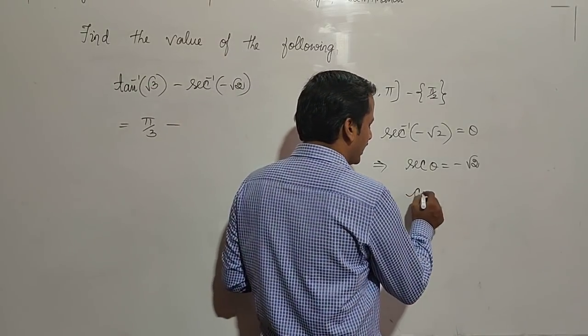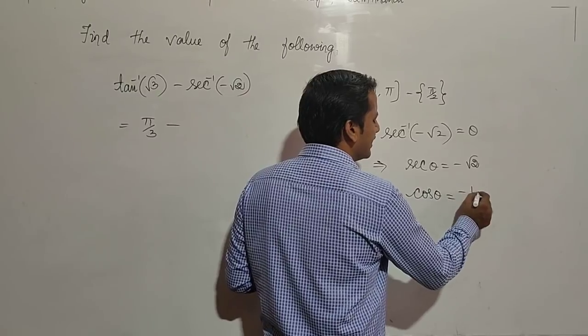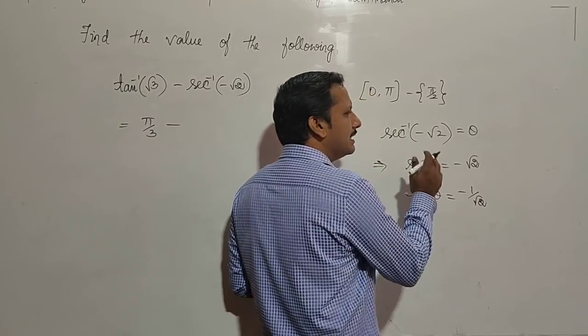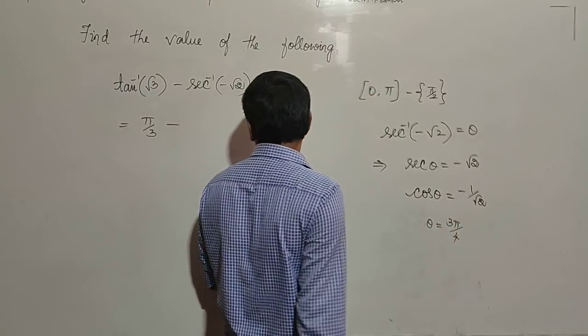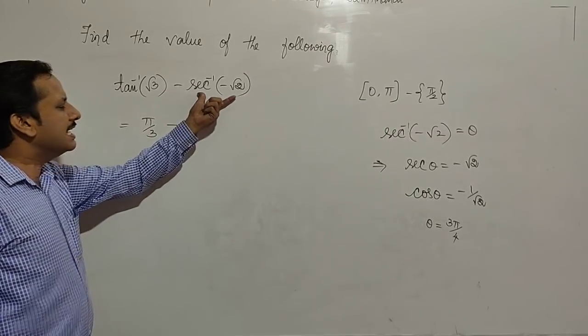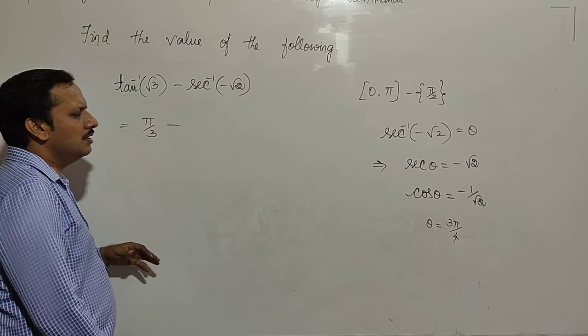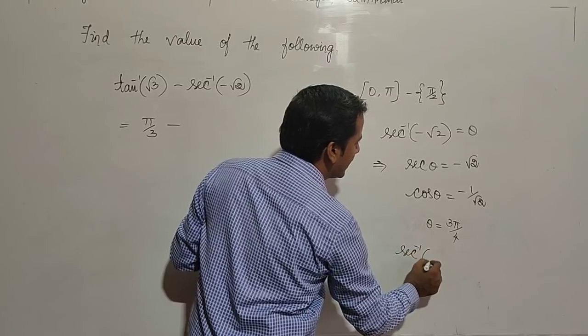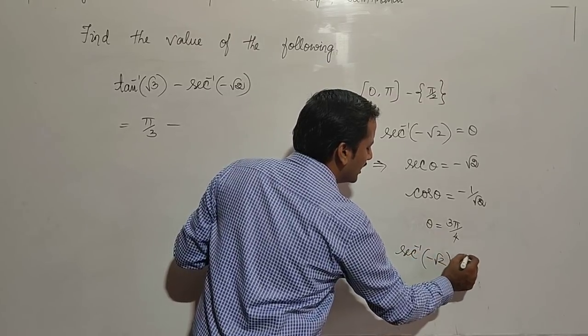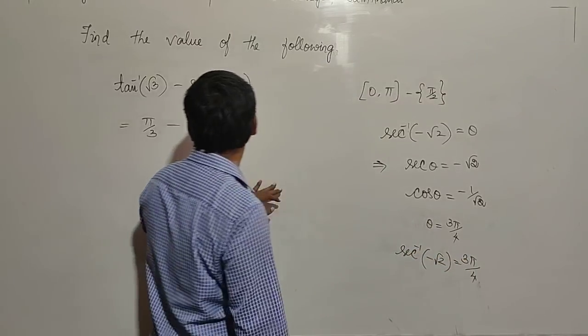If you are in confusion, you can take the reciprocal. Cos theta is equal to minus 1 by root 2. In the second quadrant, this can happen when theta is equal to 3 pi by 4. So secant inverse of minus root 2 is equal to 3 pi by 4.